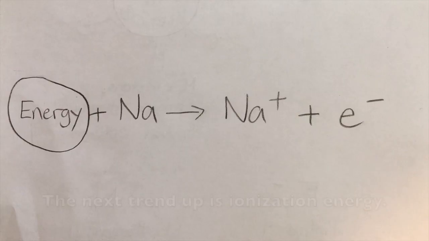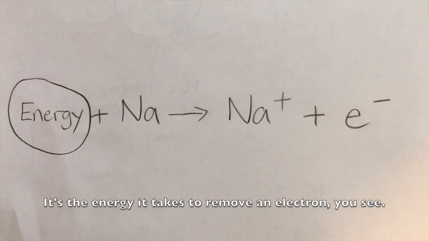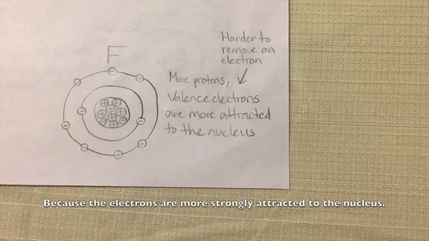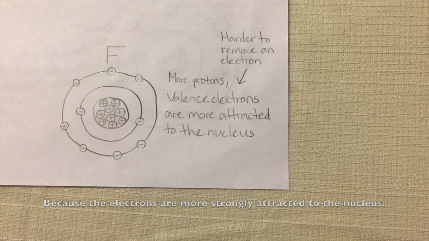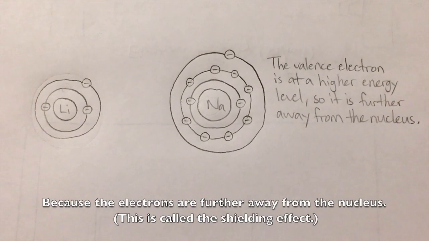The next trend up is ionization energy. It's the energy it takes to remove an electron. You see, it increases left to right across the period because the electrons are more strongly attracted to the nucleus. However, it decreases as you go down a group because the electrons are further away from the nucleus.